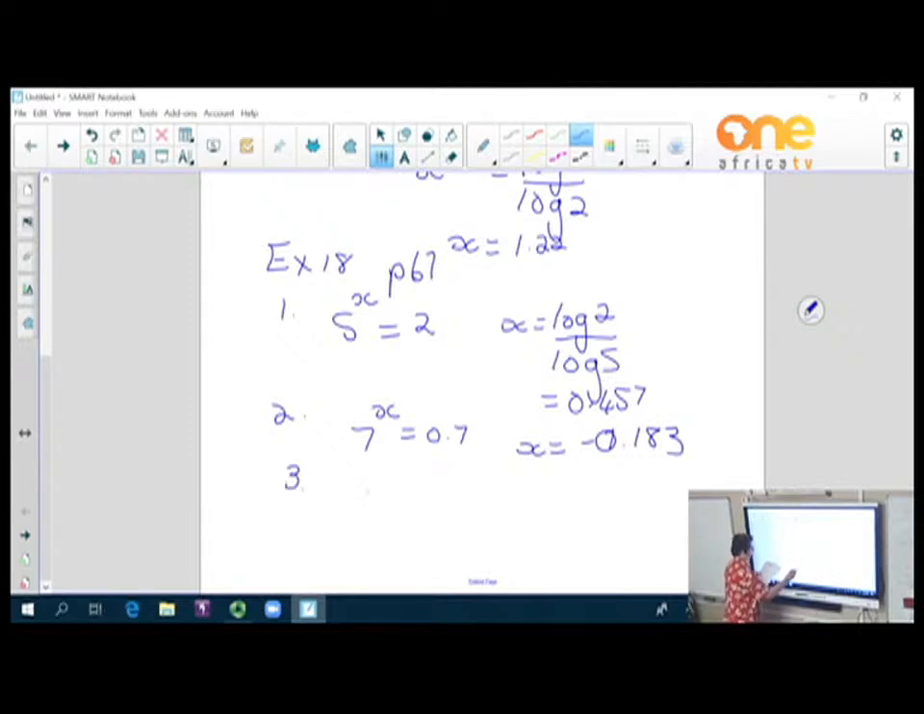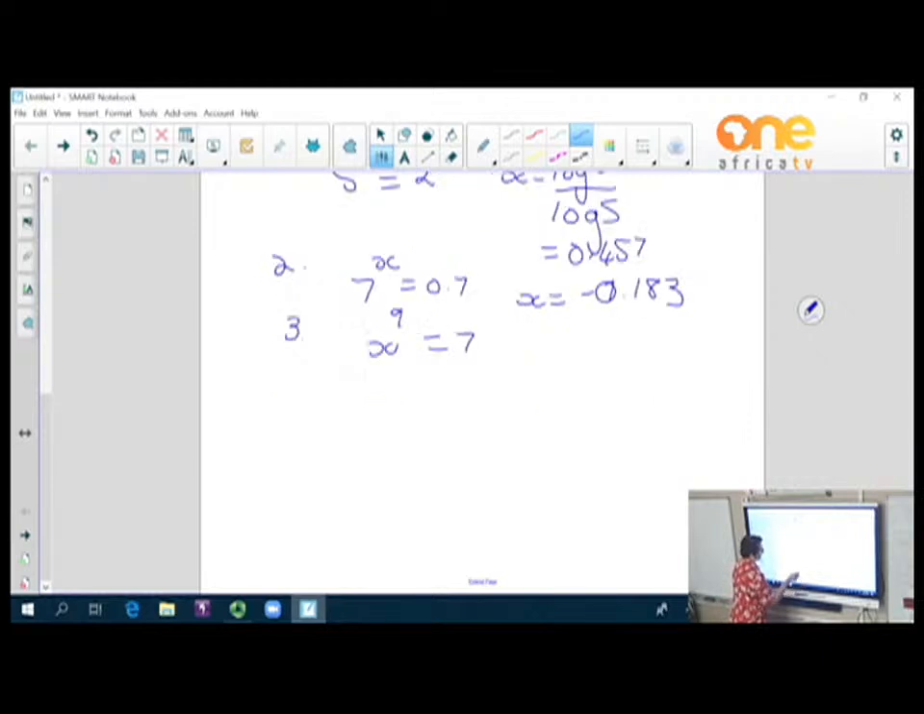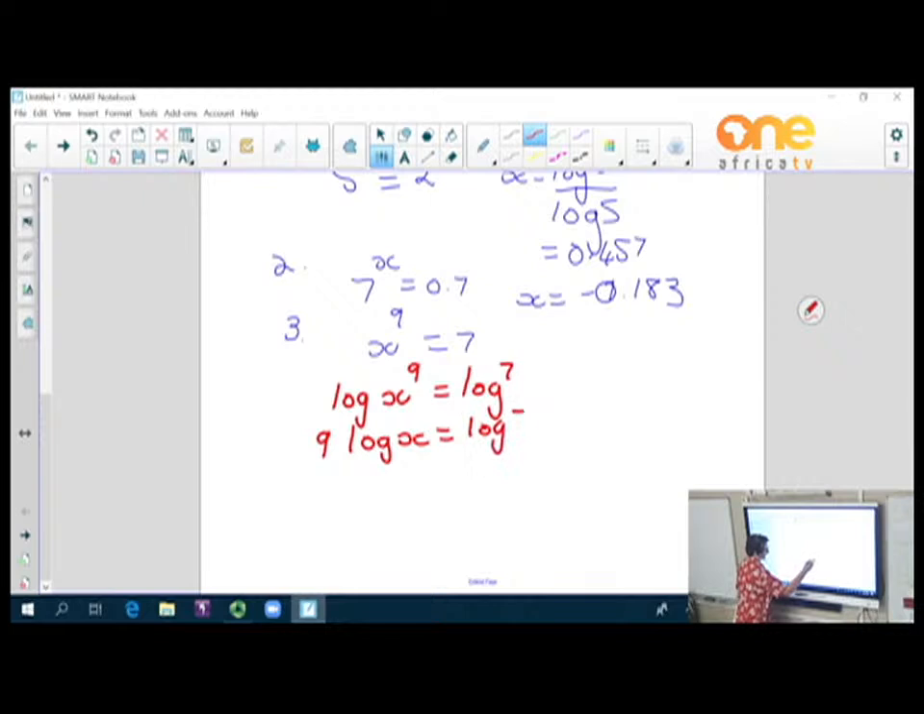Number 3, x to the power of 9 is equal to 7. Now, this one is different because now x is your base. X is your base. I'm going to use the same method to log both sides. So it's log x to the power 9, which is equal to log 7. Then I will still bring that 9 down. 9 log x is equal to log 7. And then I want to find x. So log x is now, and I'm going to divide by the 9, only the 9 value.